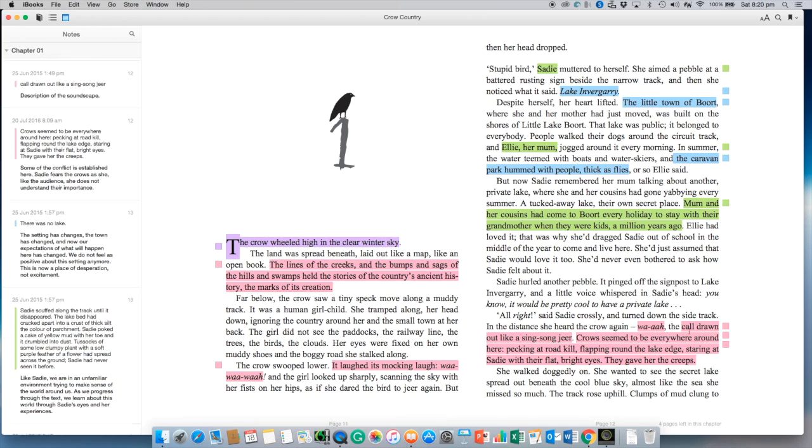And then we get these sorts of descriptions, "the call drawn out like a sing-song jeer." "Crows seemed to be everywhere around here, pecking at the roadkill, flapping round the lake edge, staring at Sadie with their flat, bright eyes. They gave her the creeps." So we're kind of already establishing a bit of conflict here. Like there's this untrusted element in the crows that Sadie has, and I would assume that we as an audience would probably share that with her.